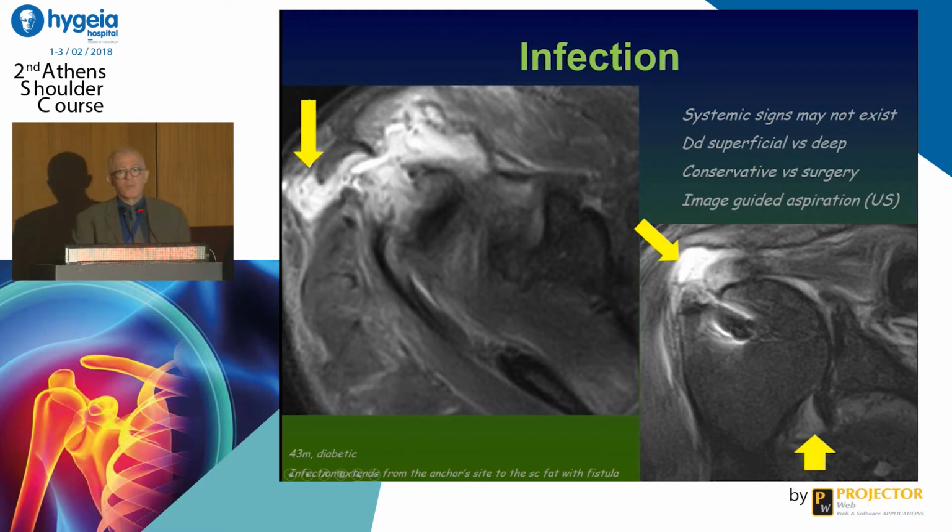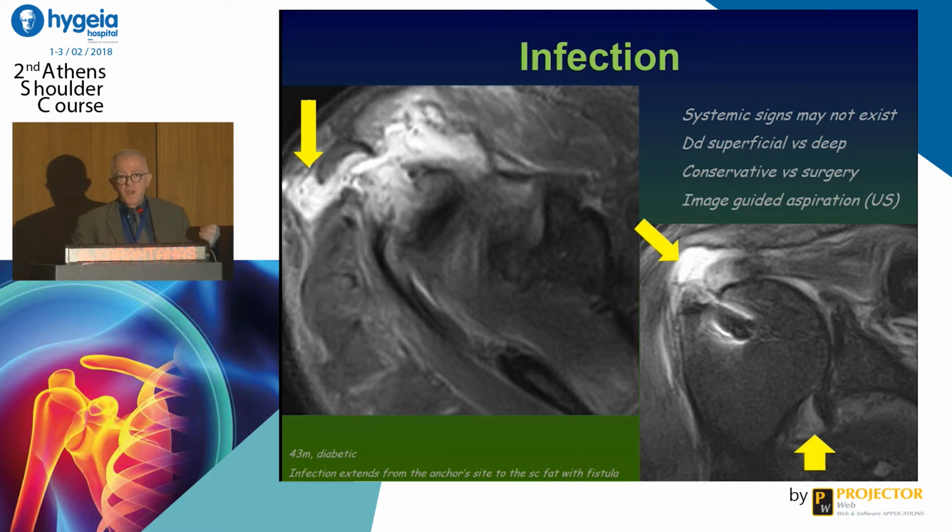Infection is another issue, and it's another issue because frequently we don't have systemic signs in the patient, and if you have any clinical suspicion, then we have to go with image guidance. I use either fluoroscopy or ultrasound to get fluid from the joint in order to isolate the microorganism.